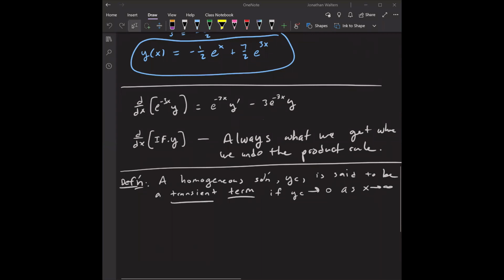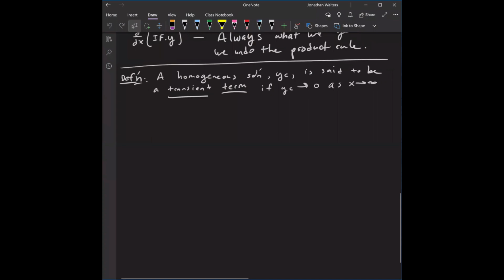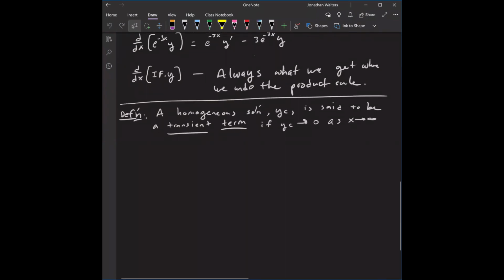So that's what we mean by a transient term, a term that goes to 0 as the variable goes to infinity. Let's look at another example here. Let's do this example. It's just not an initial value problem, so we're not going to solve for the plus c.